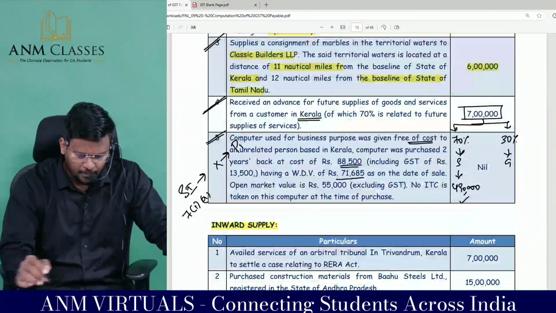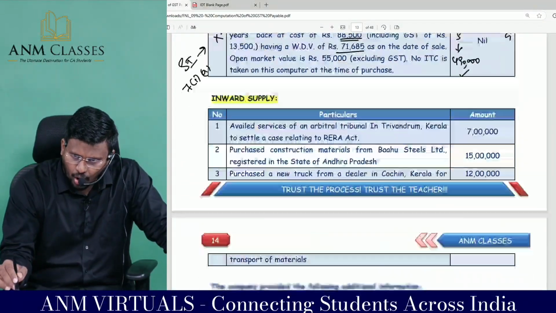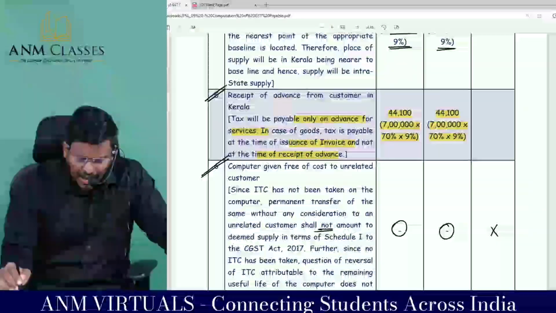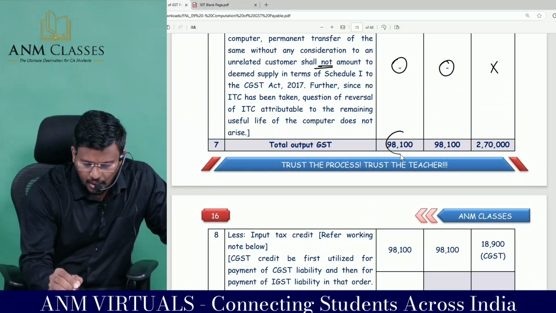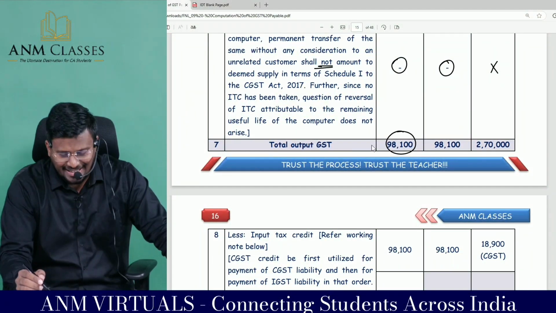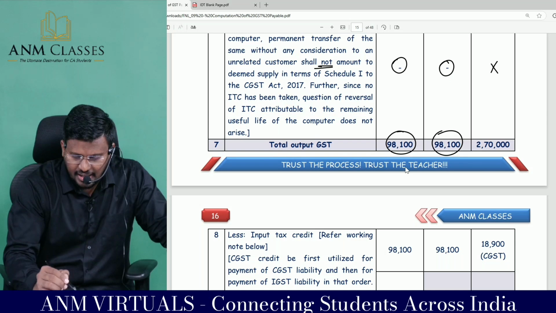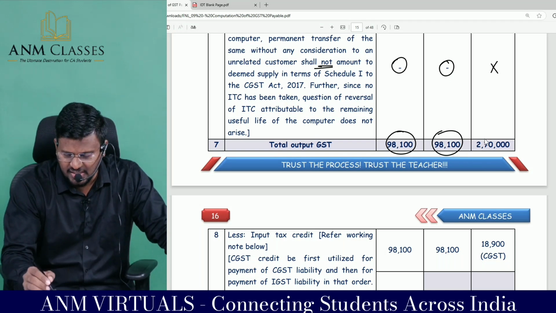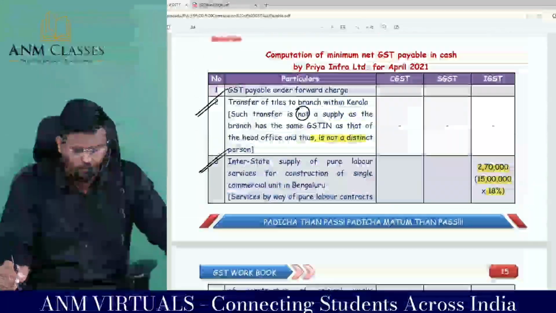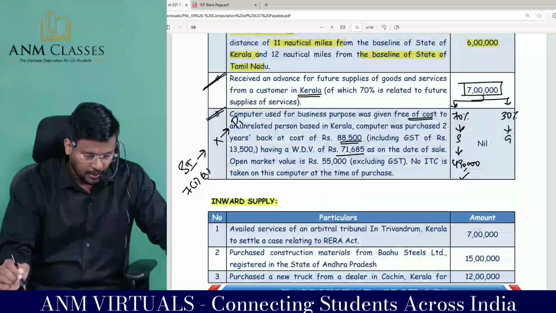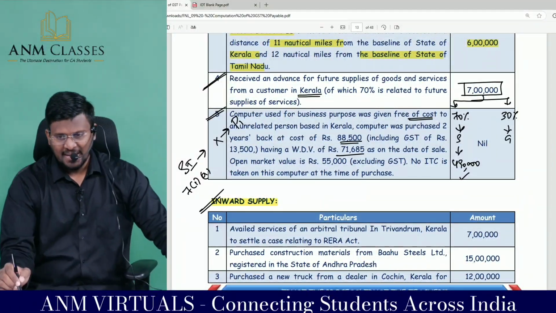You know one thing we have done with all the outward supply. So if you add, you will get the total output tax GST. 98,100 CGST, 98,100 SGST, and 2,70,000 of what? IGST. Coming to inward supply.